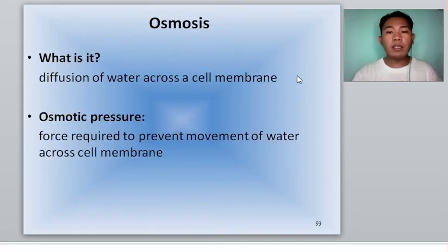Another transport mechanism of molecules through the cell membrane is osmosis. Osmosis is actually a diffusion of water across a cell membrane, and it is driven by an osmotic pressure. And this osmotic pressure is the force required to prevent movement of water across the cell membrane.